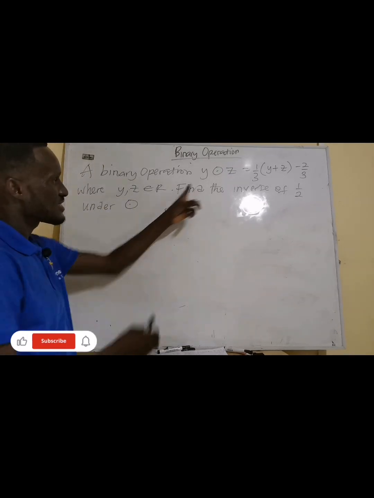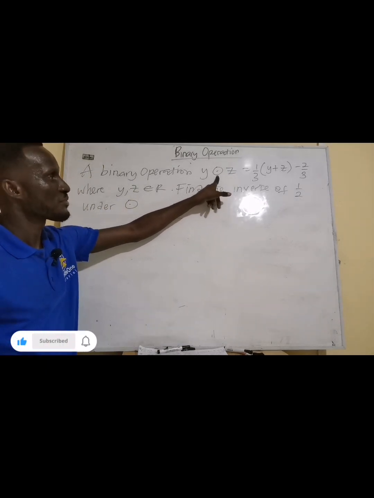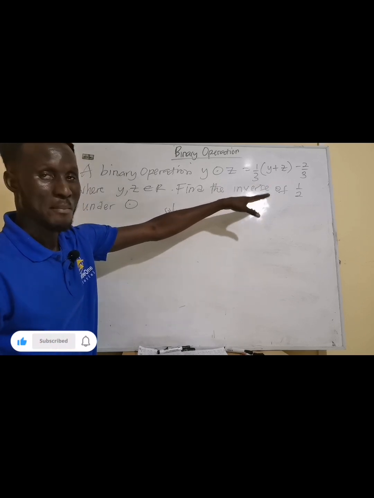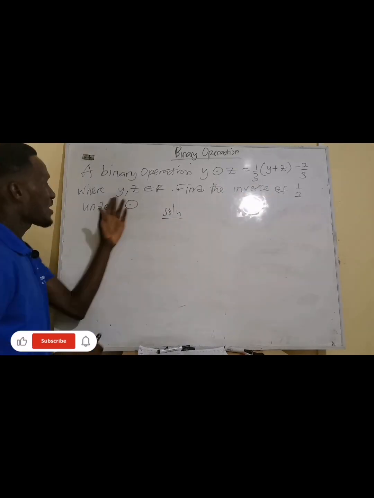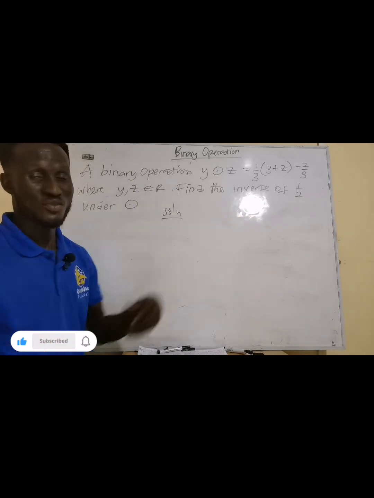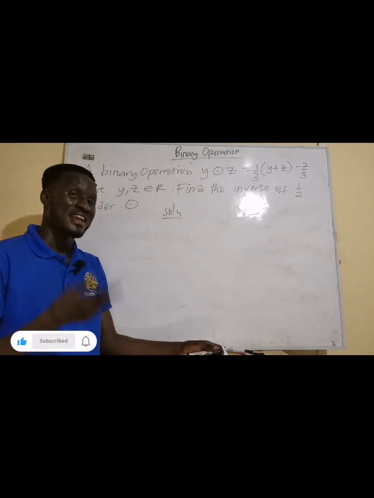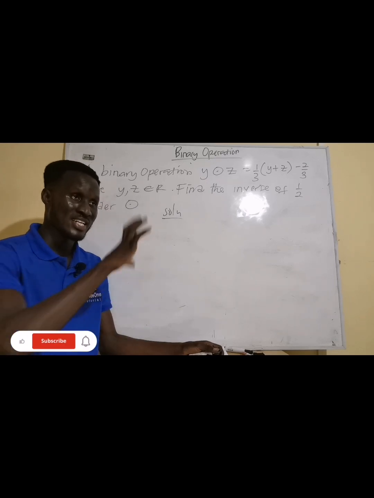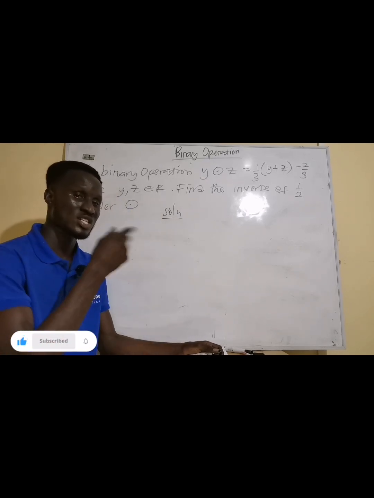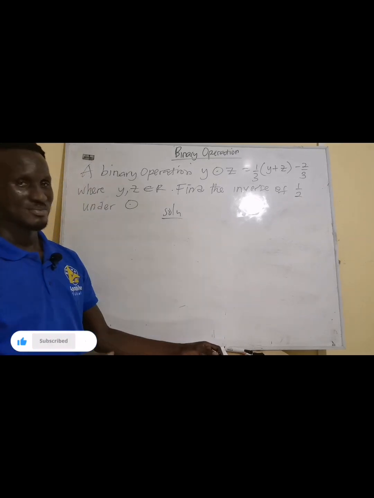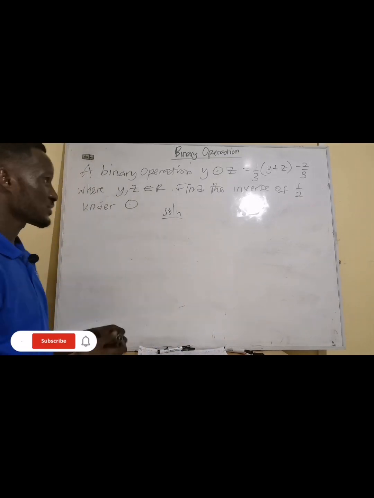Now, a binary operation, circle dot, is defined as y circle dot z equals 1/3 of y plus z minus 2 out of 3. We are supposed to find the inverse of 1 out of 2. How can you find the inverse of 1 out of 2? You need the identity element, and after the identity element, you find a general expression for the inverse. After finding the general expression for the inverse, then you find the inverse of 1 out of 2. So, I'm going to continue here.